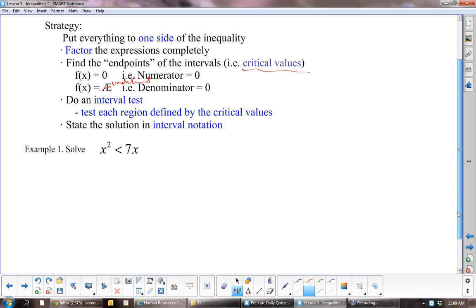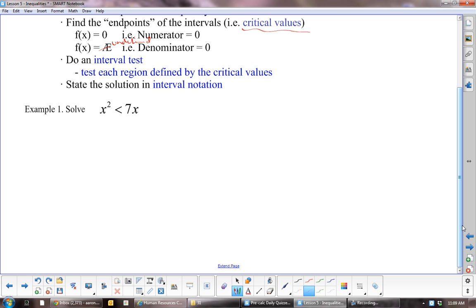Let's do one. Okay, so how do you solve when x squared is less than 7x? Well, if you look at step 1, it says put everything on one side. Okay? So that would be x squared minus 7x is less than 0. So this is actually my inequality. When is this thing less than 0?